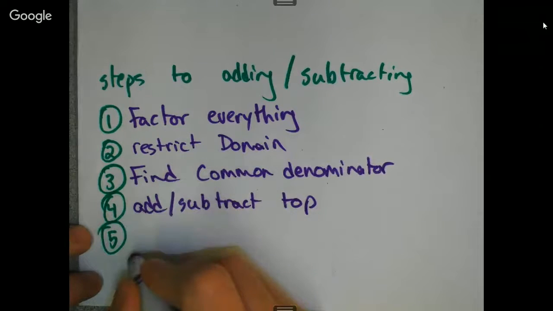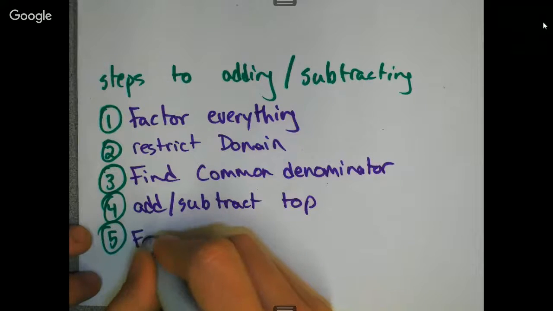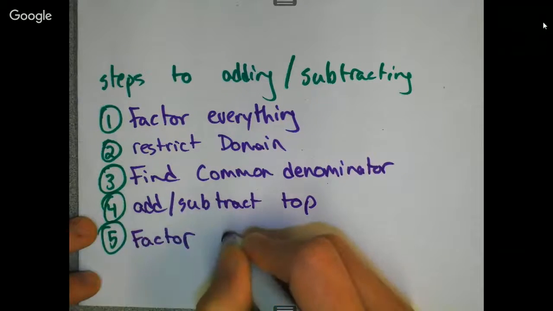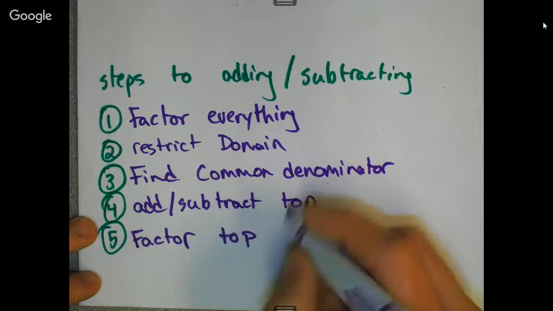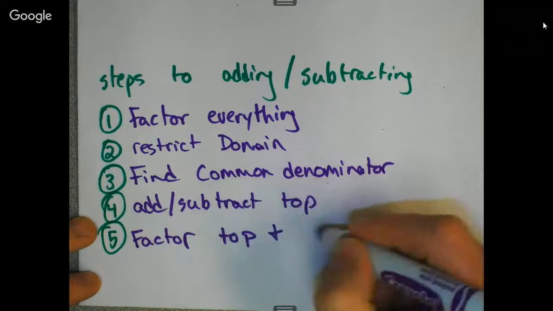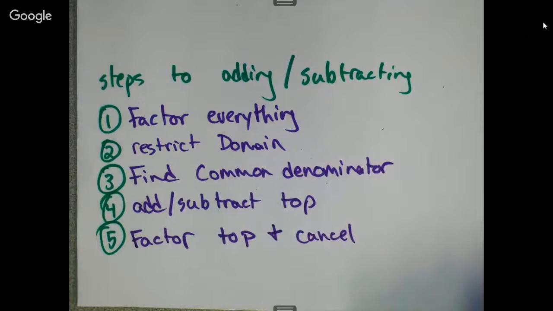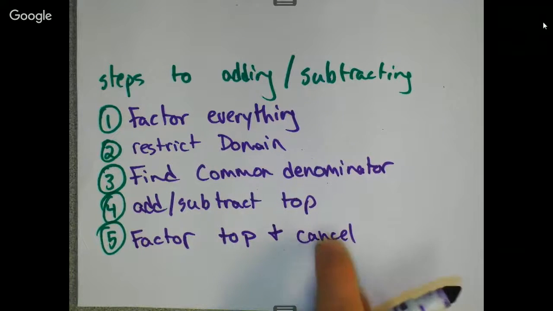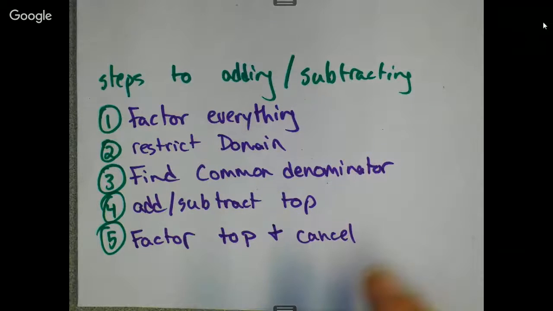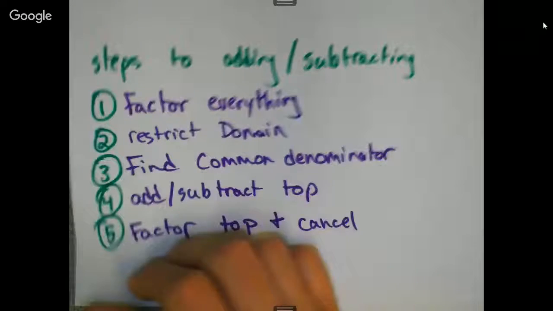Step 5 will be factor the top and cancel. Okay, so you're going to refactor that top and see if anything cancels. Our answer will have everything factored out when we are finished with this. Okay.